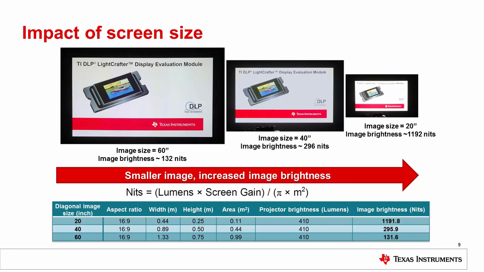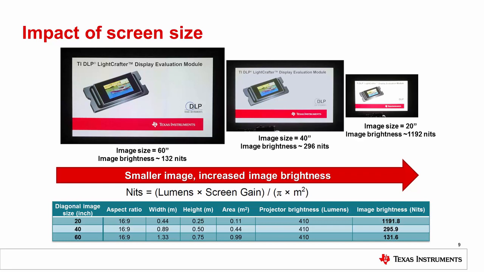Using a constant projector and altering the screen size, we observe different image brightness levels. Note that the image brightness in these cases are calculated using the formula mentioned in previous slides. The values for different screen size scenarios are shown in the table. Essentially, the same amount of light needs to be distributed over a larger area for a larger image, making it less bright than a smaller one.